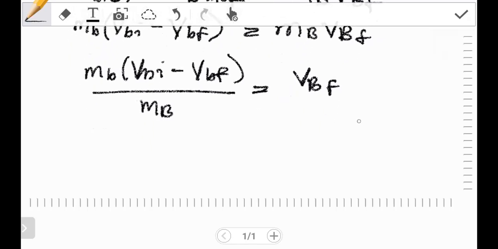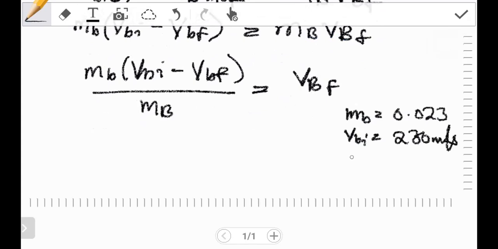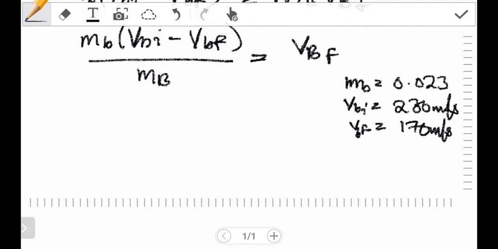So remember, the mass of the bullet in kgs was 0.023 kgs. The initial velocity of the bullet, if you remember, was 230 meters per second. And the final velocity of the bullet was 170 meters per second. And then lastly, the mass of the block, hope you remember, 2 kgs. Nice. Now we can perform our substitution.